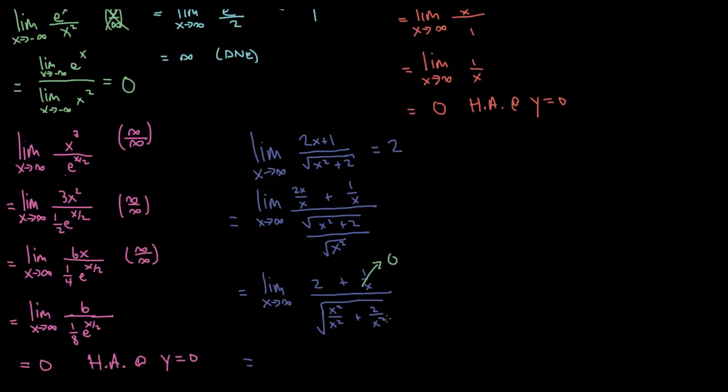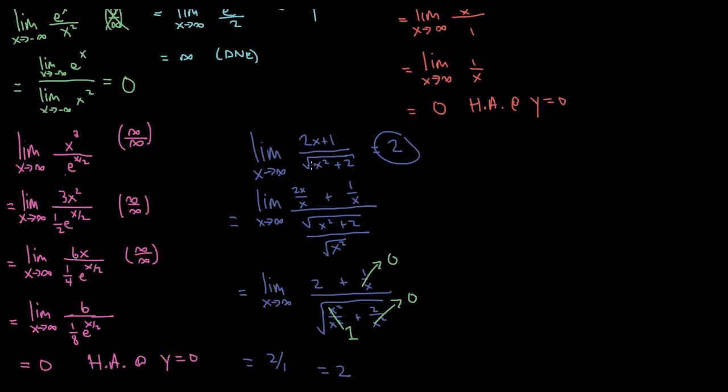What happens here? That goes to 0. But what's x squared over x squared? That's just 1. So what's the square root of 1? It's just 1. So our solution here is 2 over 1, which equals 2. Which is exactly what I said it should be just by thinking about it.